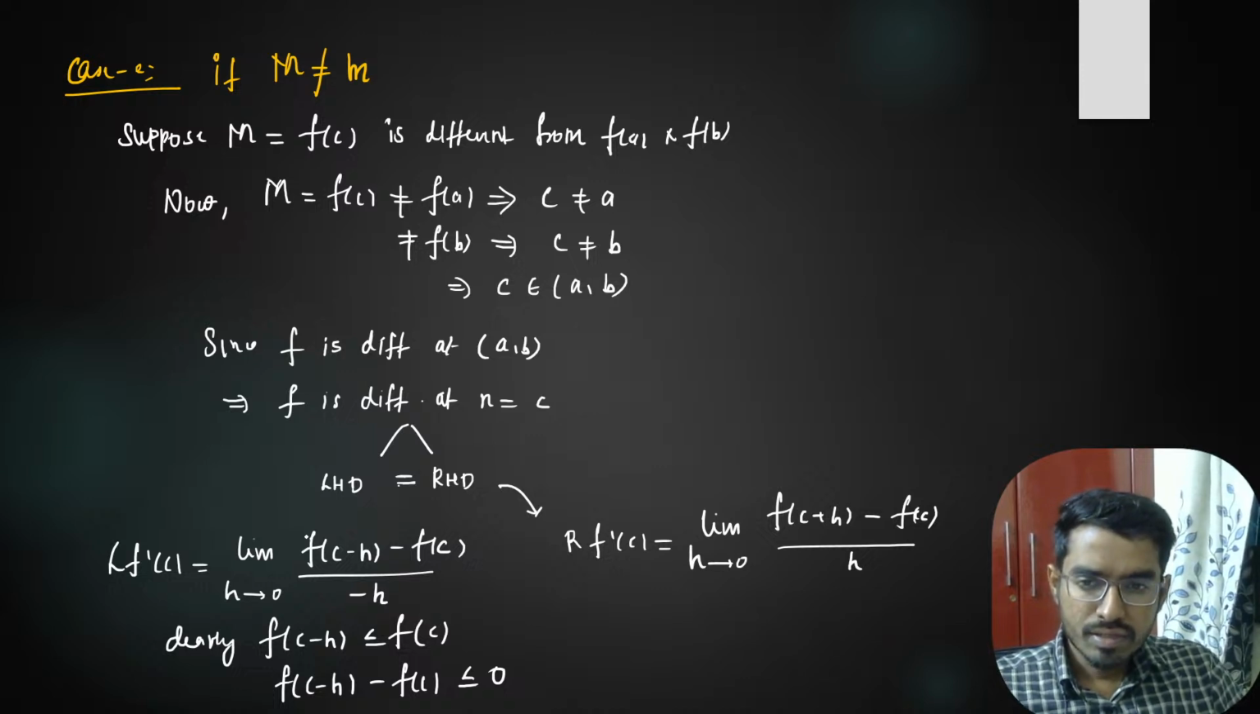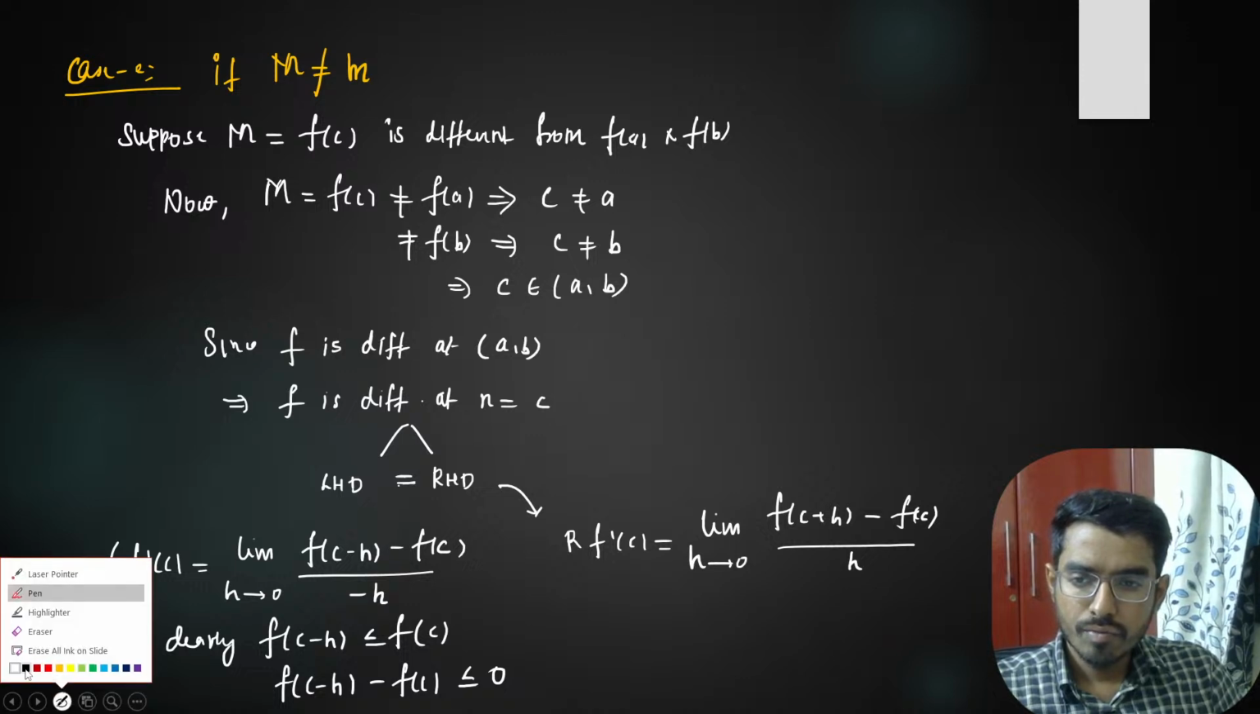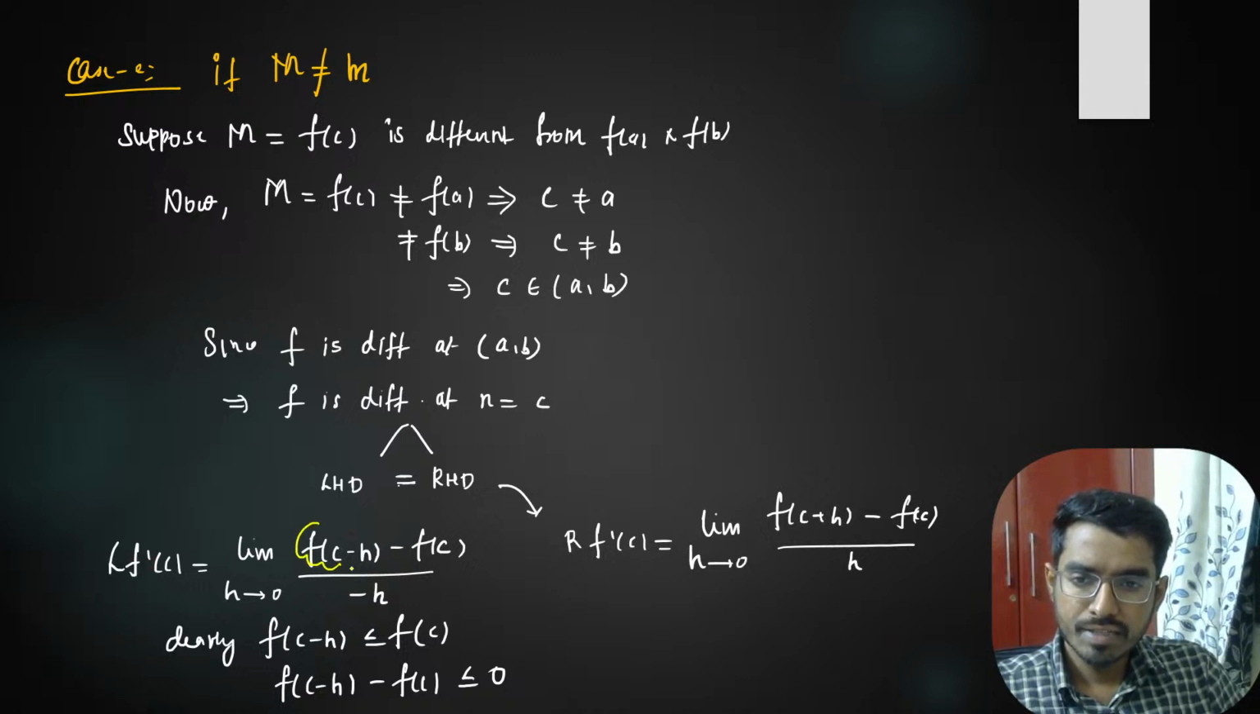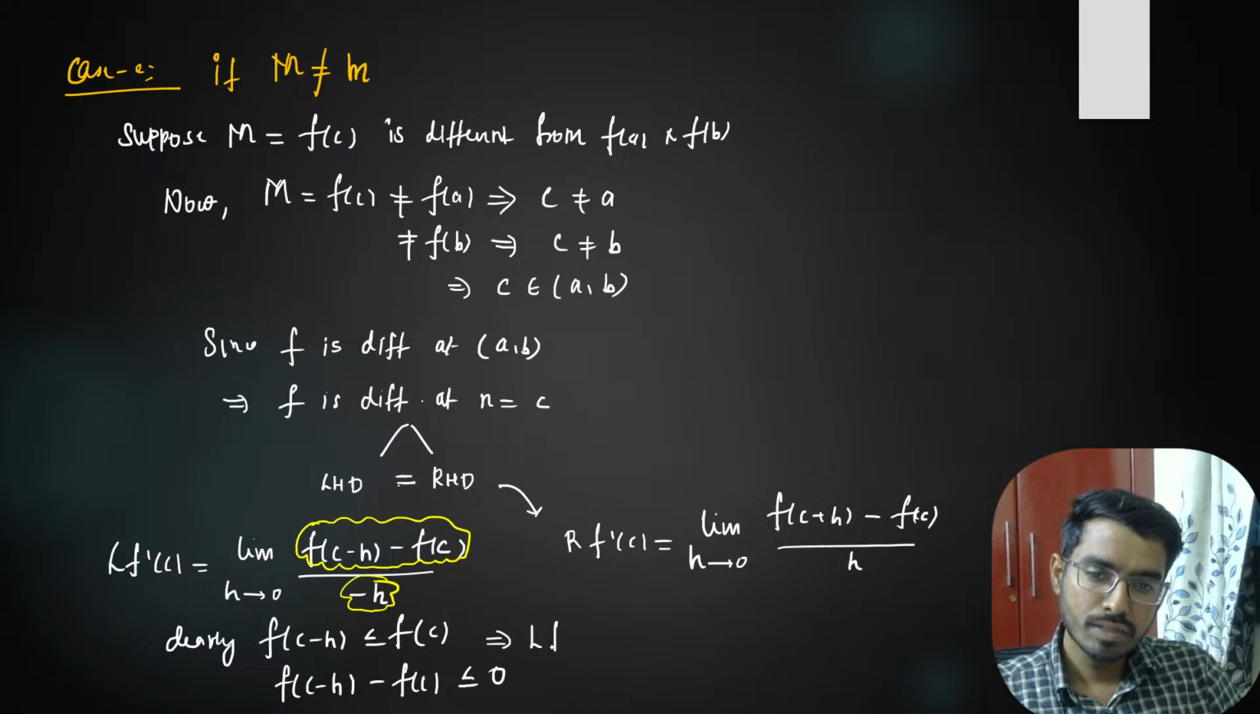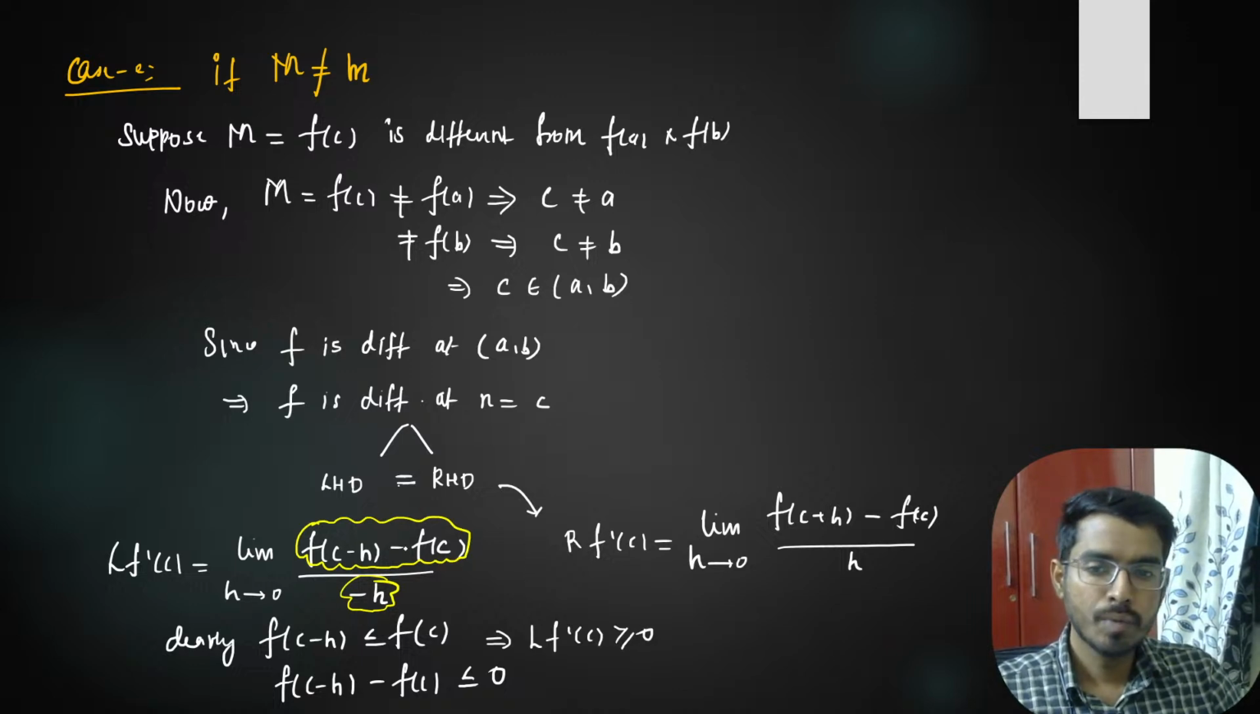And this quantity is negative, right? This quantity is less than 0. Already we have a less than 0 quantity here. As a result, the overall quantity will be greater than 0, right? This implies L of f dash of c is always greater than or equal to 0. This quantity is less than 0, this quantity is less than 0, so less than 0 divided by less than 0 will be greater than 0.